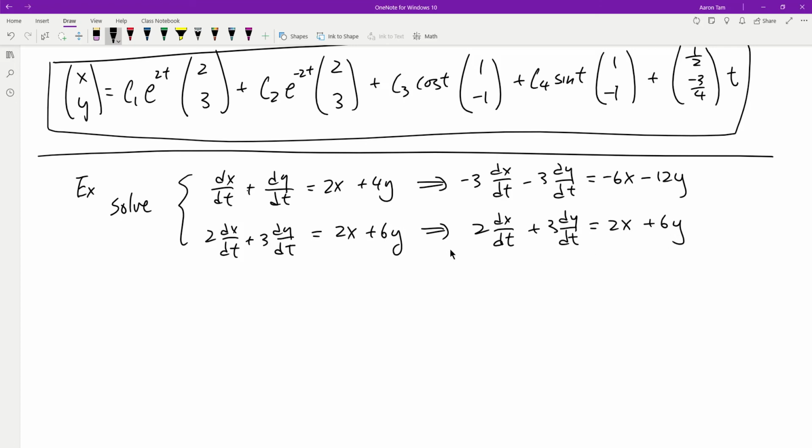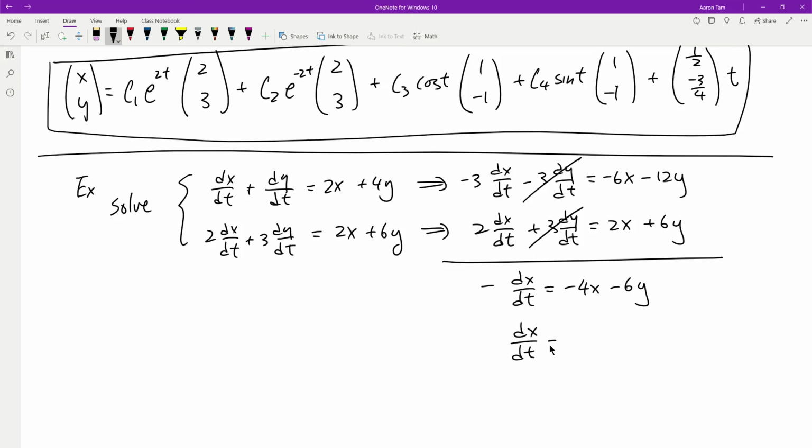And then I'm going to add these two equations together. Notice that the dy will cancel out. That gives you negative dx over dt equal to negative 4x minus 6y. So therefore dx over dt must equal 4x plus 6y. So that takes care of dx over dt.